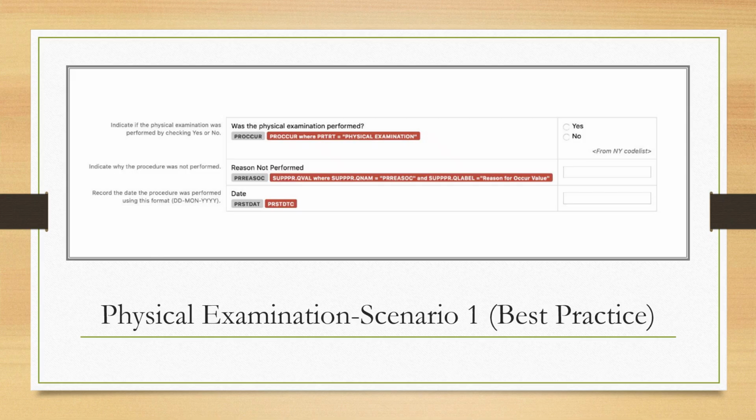the response to it, whether it is yes or no, will go in your PR domain, and the reason for not being performed will again be populated in one of the supplemental qualifier variables in your PR domain, where the label will be reason for occur value. Occur is whether the physical examination was performed, yes or no, and the date on which this assessment was done or not done, that is, the date the CRF form was captured, will be populated in your PRSTDTC.